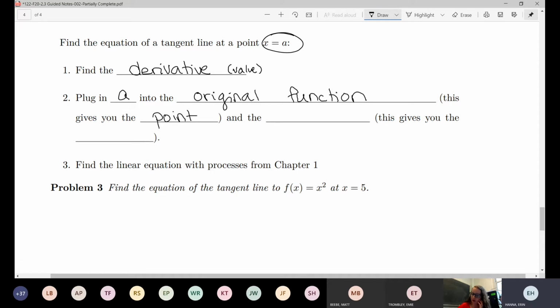And then in general, we're going to also plug it into the derivative. Or we'll just use the value if we found it separately. And that's going to give us our slope. So we essentially need two things, a point and a slope, and we use our original function and our derivative to find them. And then we're going to just use that linear equation process from chapter 1 to write the y equals mx plus b.